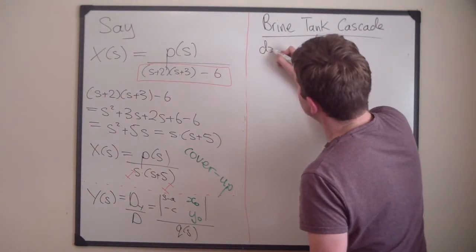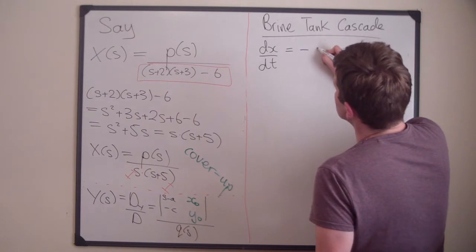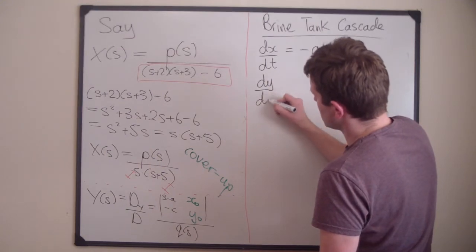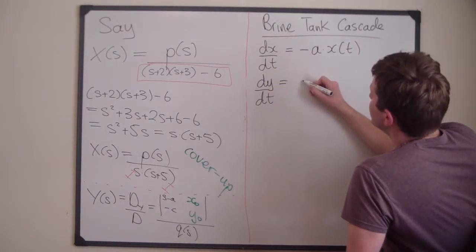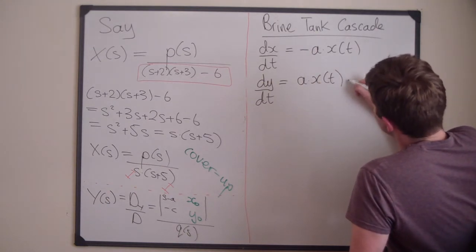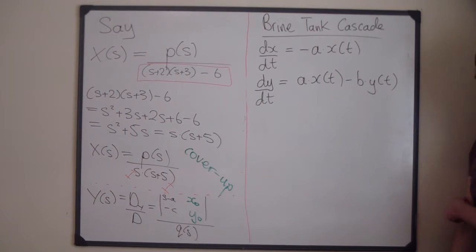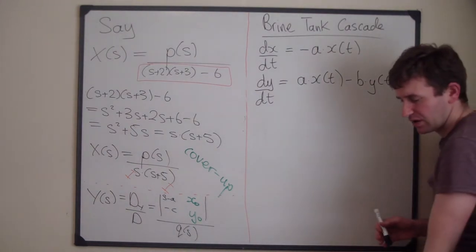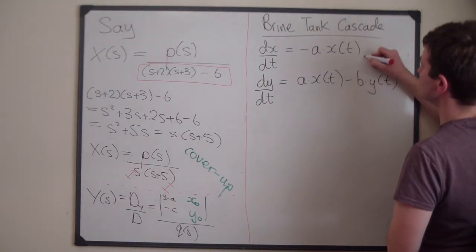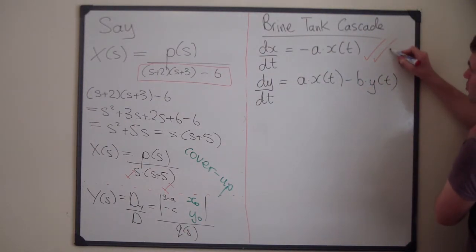You have dx dt is equal to minus some constant, I'll just call it a, times x of t, and then dy dt turns out to be a x of t minus b y of t. So if you do the Laplace transform on both sides, well, really what will happen is the following. You should notice that this is a function of x alone. This is actually quite easy to solve. And in particular, if you use Laplace transforms, in the middle you will find x of s.